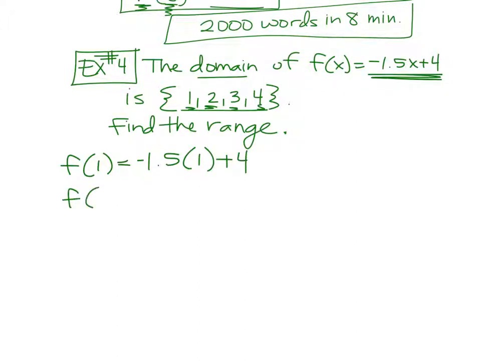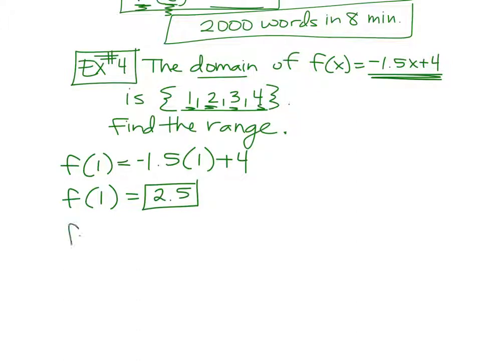Okay, that means if I simplify it, f of 1 is negative 1.5 times 1 is negative 1.5. If I add 4 to that, I get 2.5. Okay, so that's one of my values. If I plug in 1, I get out a 2.5.